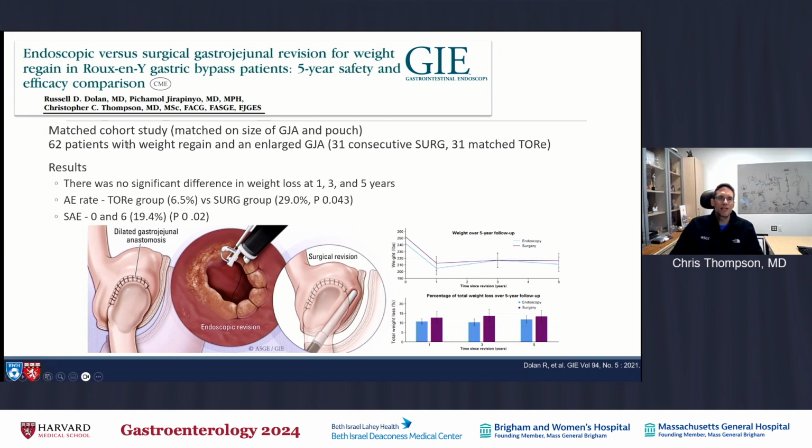So this is a MASH cohort study looking at 62 patients that had weight gain, and 31 had surgery, 31 had TOR. And the only thing that was different is the severe adverse event rate. And there was no one in the endoscopic arm that had a complication, but there was 19.4% in the surgical group that had very serious life-altering complications. So this is a great procedure. Insurance companies love to cover this too.